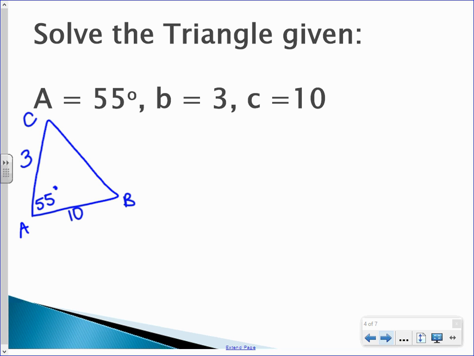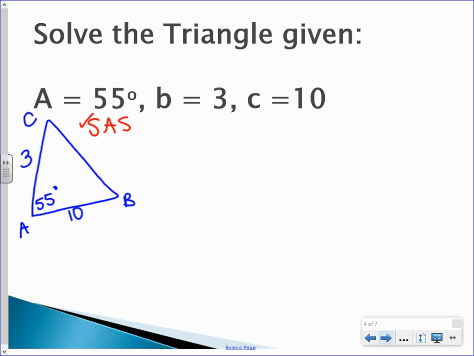Draw your triangle so you can identify what type of information you have. Our given information is what? Side, angle, side. Okay, that angle is in between the sides. So it's important to identify that as side, angle, side. Since we have side, angle, side, we know that we need to use the law of cosines.